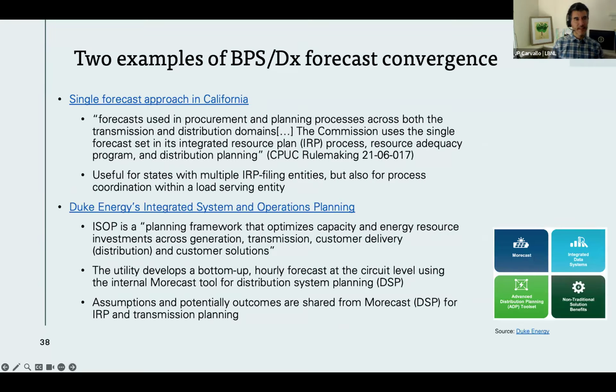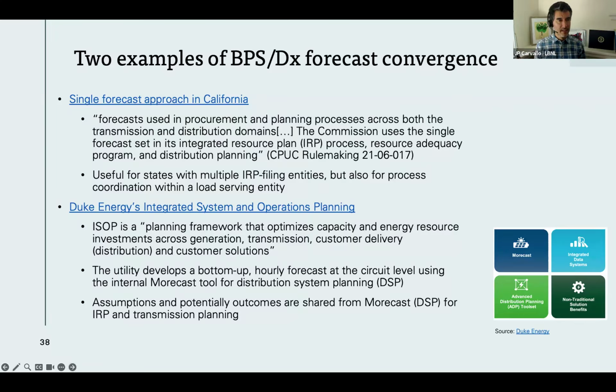I'm going to finalize here. I'm going to finish with a couple of examples of how this convergence is starting to occur. For example, in California, a few years ago, there was a CPUC rulemaking that required the use of a single forecast that would be used for all integrated resource planning processes, resource adequacy programs, and distribution planning.